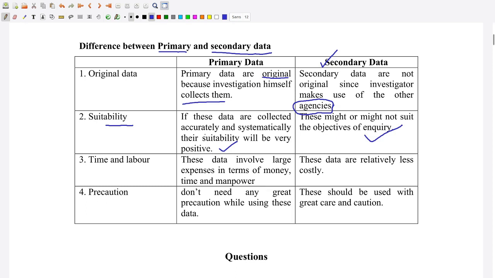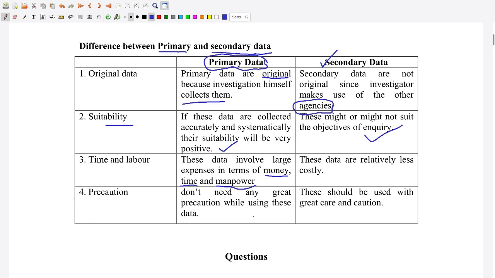Then the time and labor involved in primary data is huge, because a lot of resources would be involved. You will spend money to get that data, you will spend your time, you will go yourself and inquire about the data, and obviously because you are involved, manpower would be more for this kind of data. Secondary data, on the other hand, is less costly, so it could be attained very easily, right?